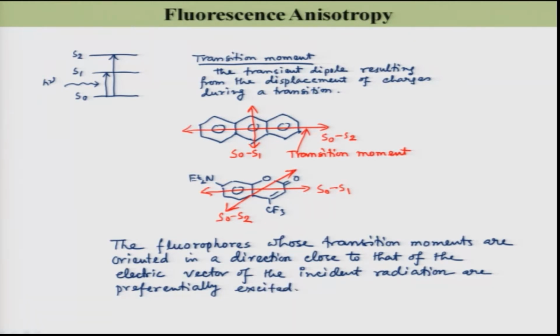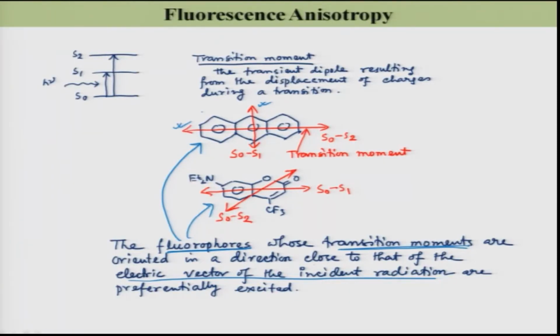Let me explain this. Here I said the fluorophores, see here, these fluorophores mean either this or that or some other, whose transition moments are oriented in a direction close to that of the electric vector of the incident radiation. So, which transition moment? When I am exciting from S0 to S1, then I have to talk about this transition moment. If I am exciting from S0 to S2, then I have to talk about this transition moment.